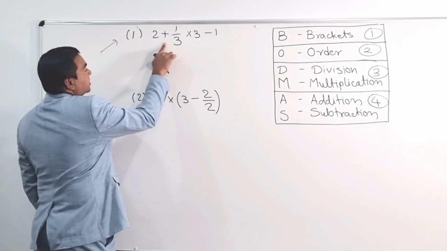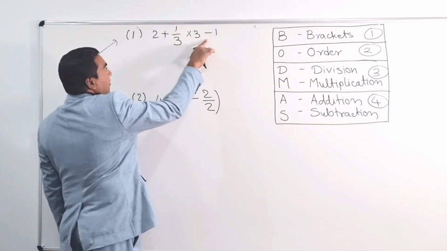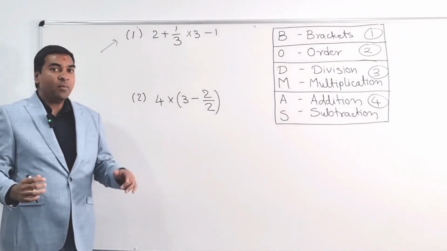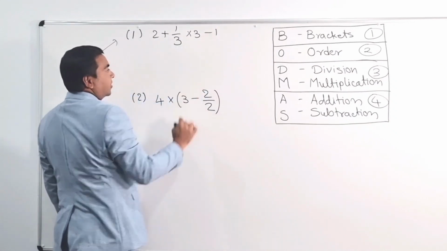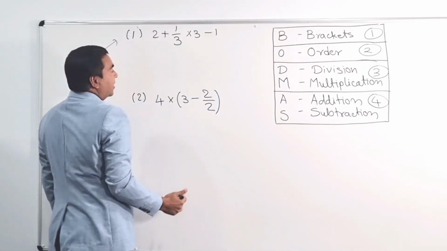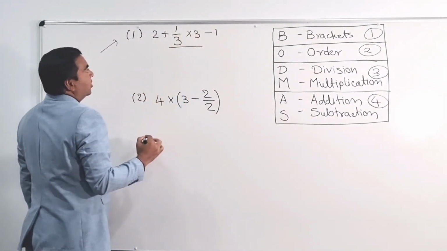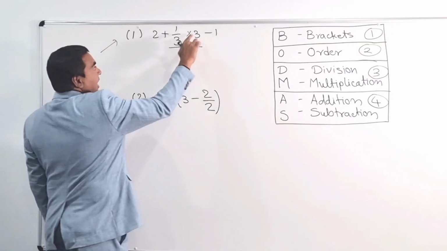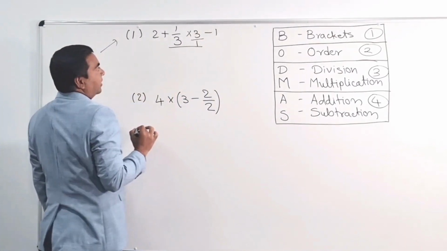2 plus 1 over 3 multiplied by 3 minus 1. We can see there are 3 different operations involved: plus, multiplication and minus. As per BODMAS, multiplication has our first priority here. So I'll just be doing 1 upon 3 times 3. Now times 3 is nothing else but 3 divided by 1.